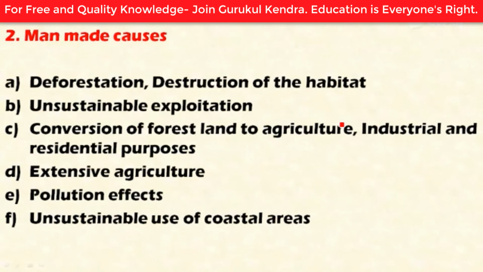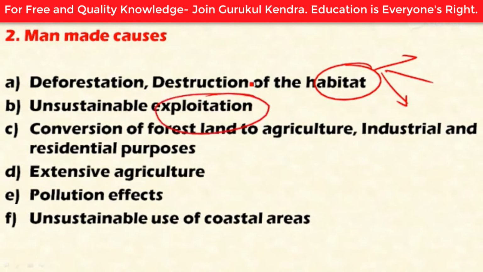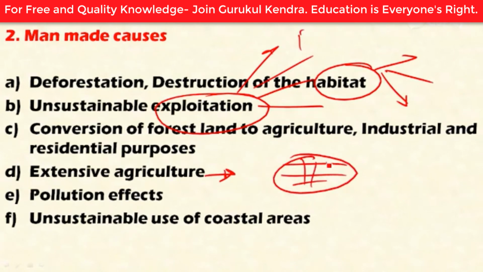And next, man-made causes including deforestation, destruction of habitat for mining, industrialization, and establishing railway routes and road routes, unsustainable exploitation of medicinal plants, timbering, and other forest resources, conversion of forest land to agriculture, industry, and residential purposes, extensive agriculture, and use of pollutants like excessive fertilizers and runoff, resulting in eutrophication in water bodies and thereby reducing biodiversity. These are all the causes.